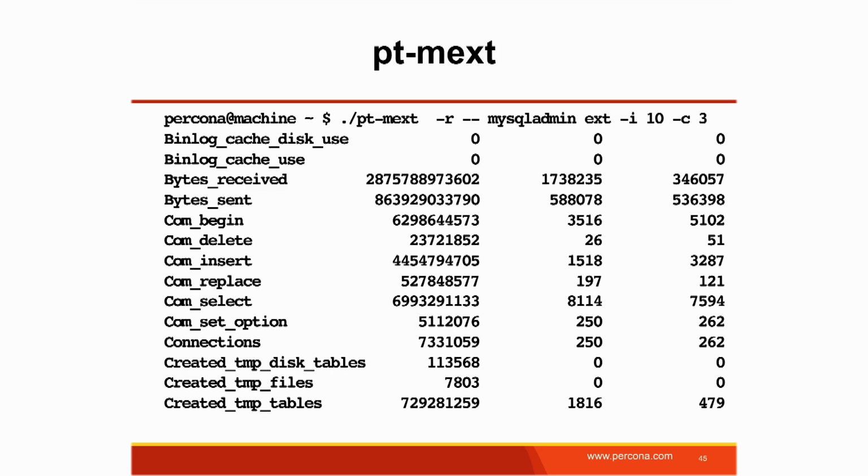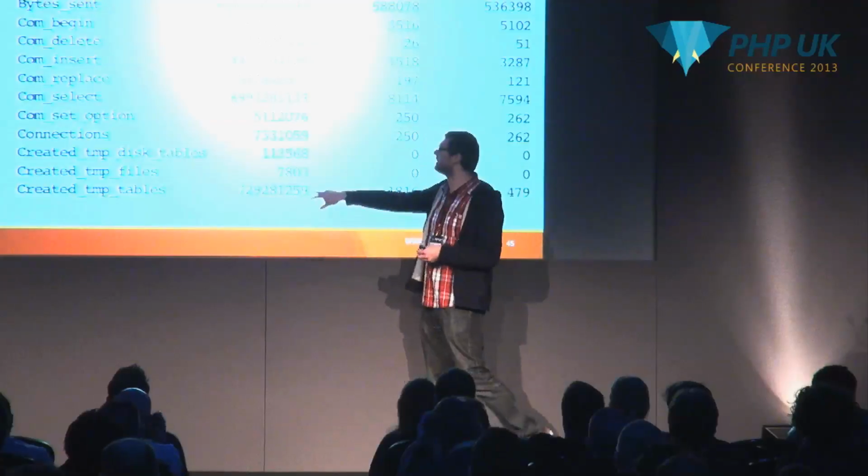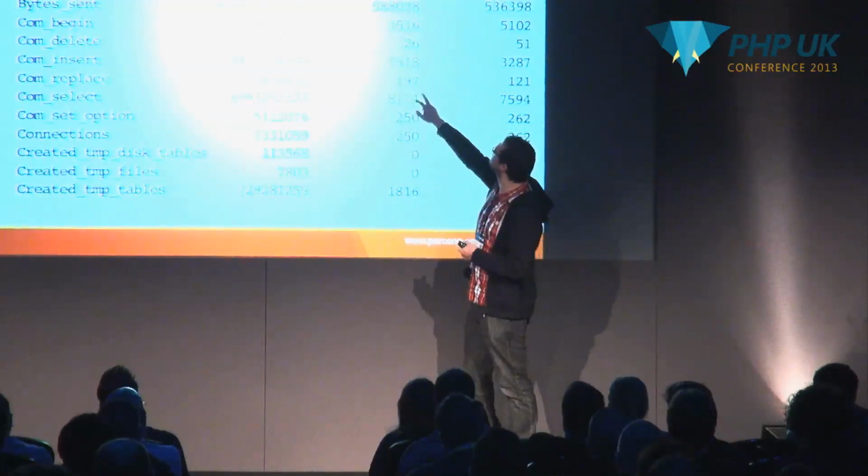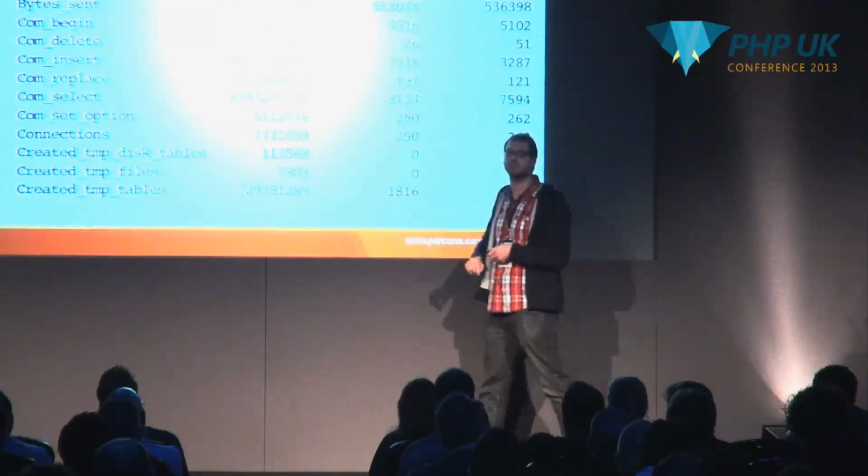pt-mext. I mentioned show global status shows you global status counters since MySQL started for most of them. So pt-mext actually shows you that over a certain period of time. Here we look at mysqladmin ext, so that's show global status on the command line, with an interval of 10 seconds, and we do it 3 times. pt-mext just analyzes the data, generates a table and shows you the value it was the first time and the difference in the second run. So we can see how many inserts there were in those 10 seconds, so 1,500 inserts.